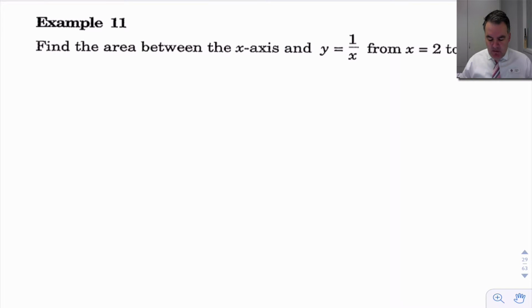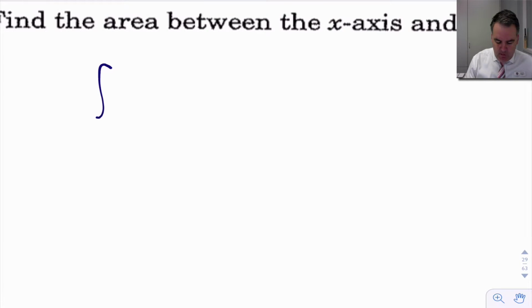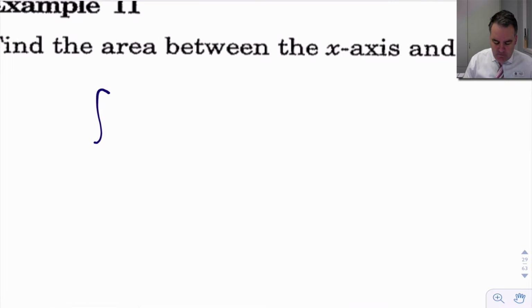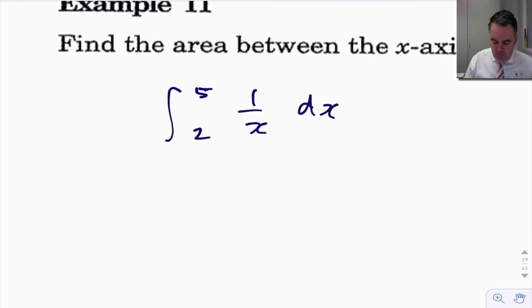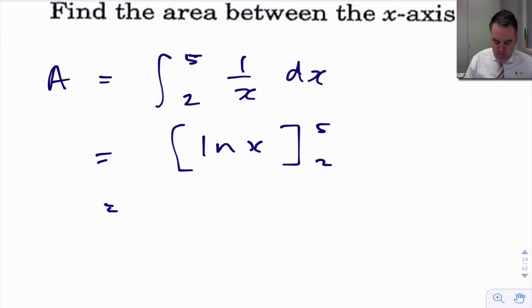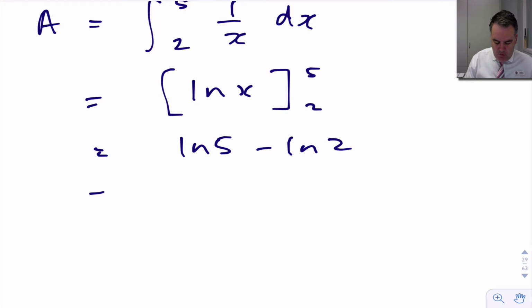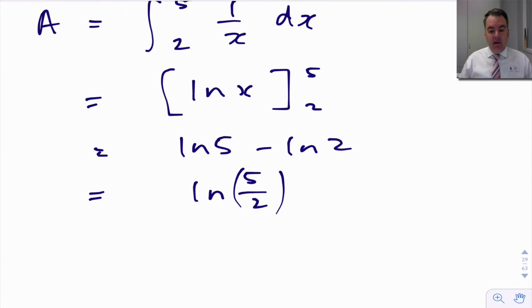Areas now, we can do areas under curves. This is a really simple one. The integral from 5 to 2, so the area under the curve 1 over x between 5 and 2, is ln x between 5 and 2. So this is ln 5 minus ln 2, which of course we can write as ln 5 over 2 or ln 2.5. That's the exact area underneath the curve.